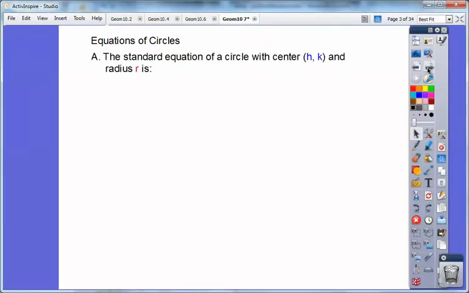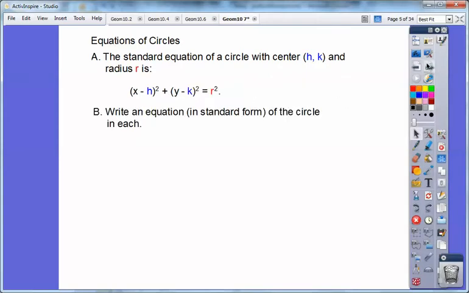Okay, so the standard equation of a circle with center (h, k) and radius r is just a formula, you guys. Your h hangs out with x, and your k hangs out with y, so it goes (x minus h) squared plus (y minus k) squared equals your radius squared. Okay, so let's write an equation in standard form of the circle in each.